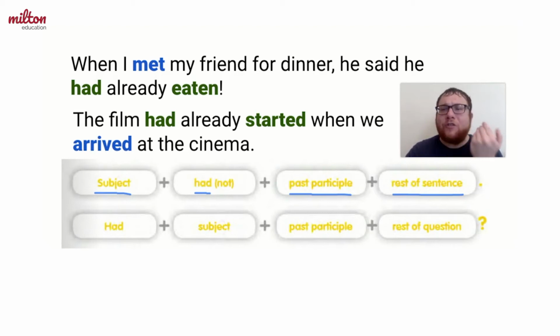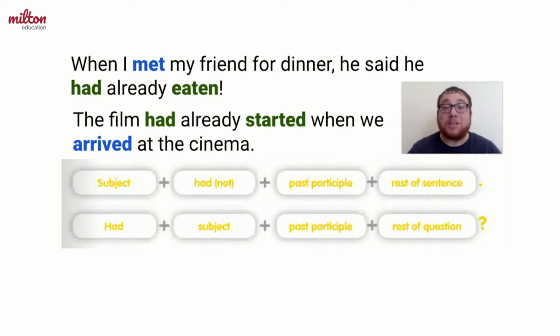Now, what's the first action and what's the second action? The film had already started is the first action because it is in the past perfect. We arrived at the cinema is in the past simple tense, so it must be the second action. Now let's look at the form of the past perfect in this sentence. Remember that it's the subject, the film, plus had, plus the past participle, and then the rest of the sentence. In this case, started is a regular verb, which you can see because it ends in -ed.